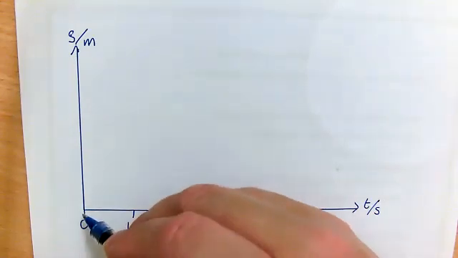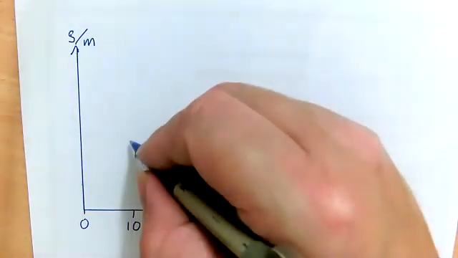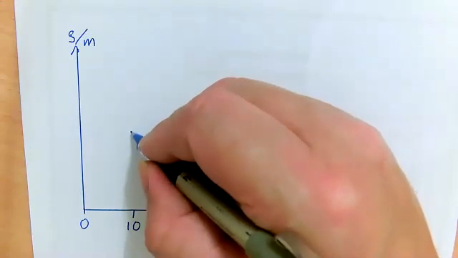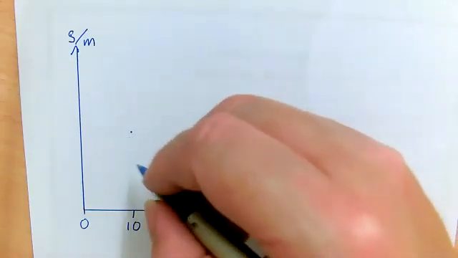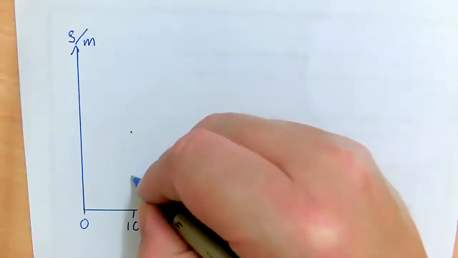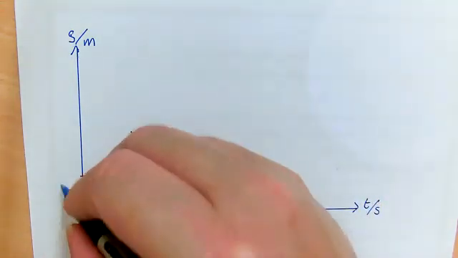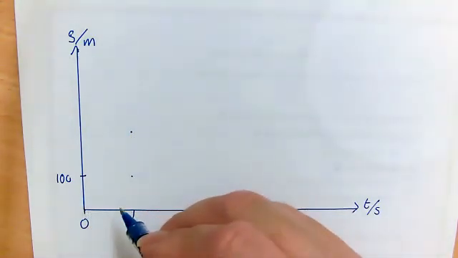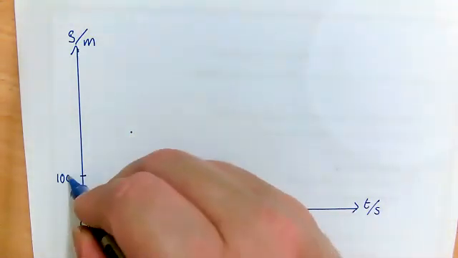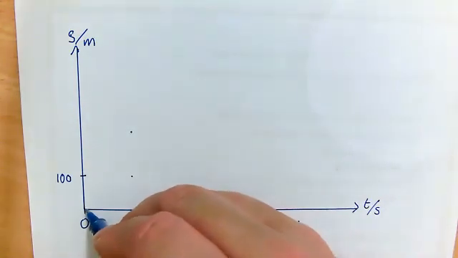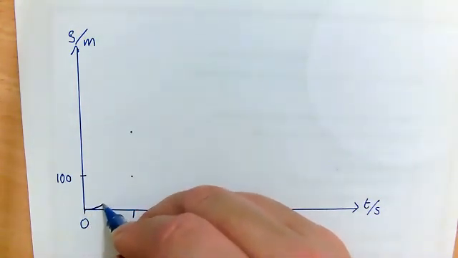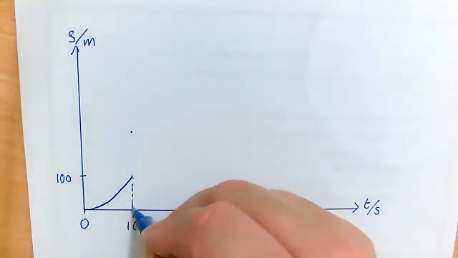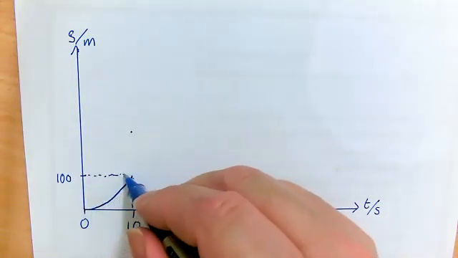So the gradient will start off at 0 and the car will increase in velocity until it's covered a distance, let's say of 100 meters. So actually 100 meters in 10 seconds, that's pretty swift, but never mind. So start off at 0 and the gradient increases. So you've got your curve there. So that's the car accelerating.